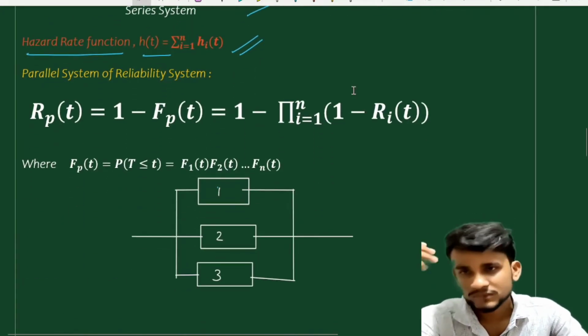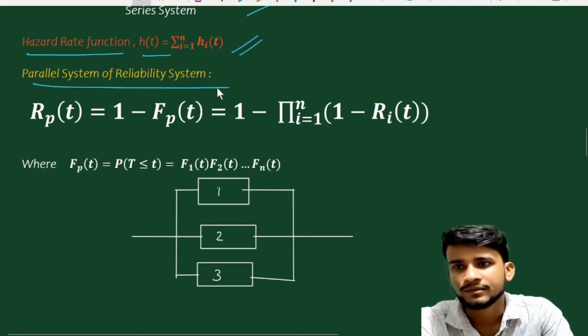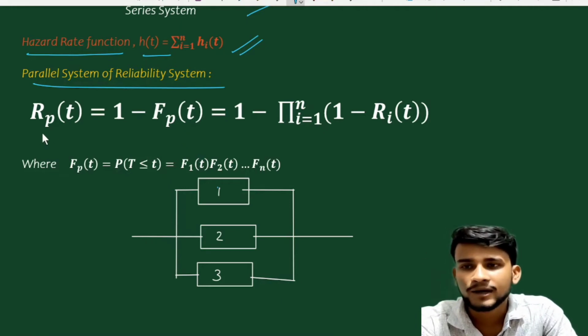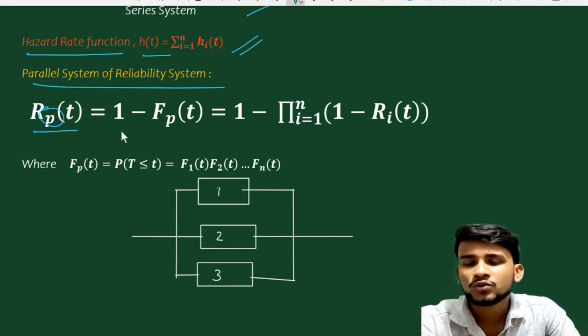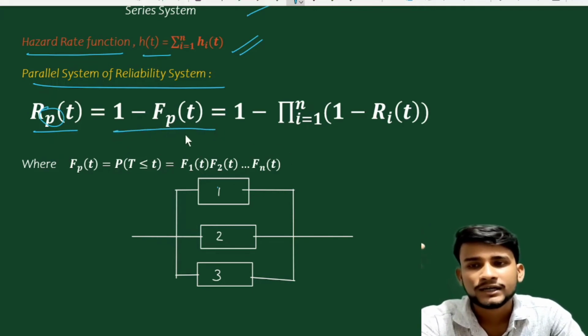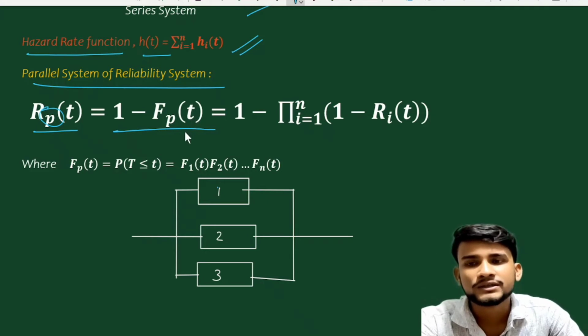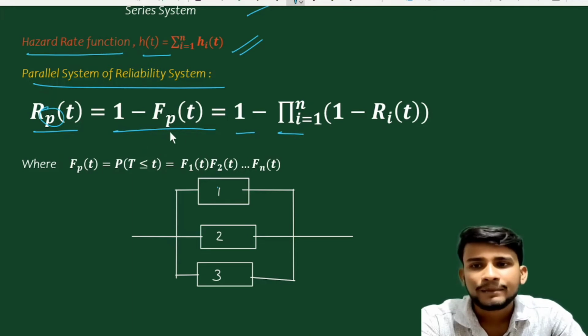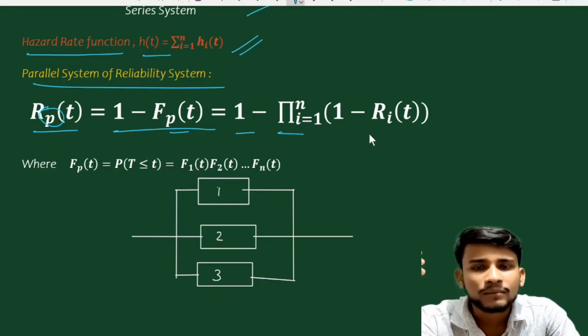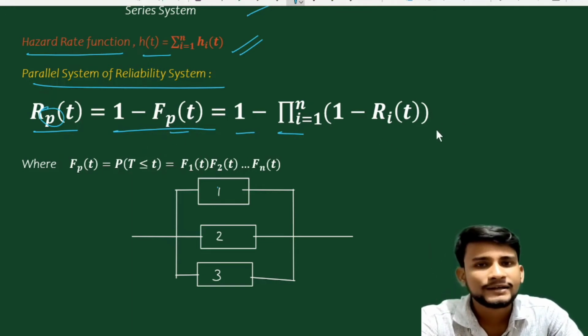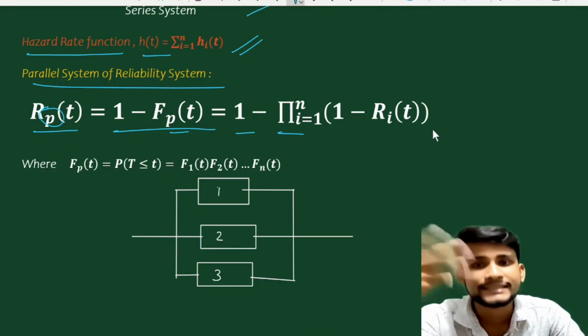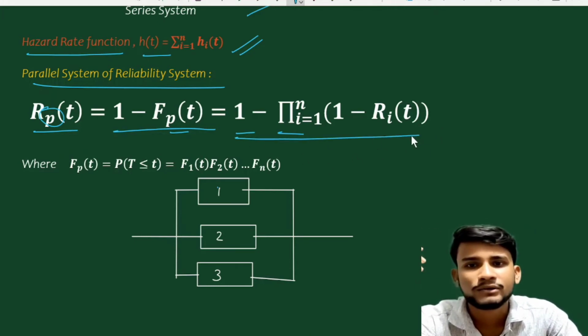Now we come to the parallel system. We denote the reliability of the parallel system by R_P(t). This P stands for parallel. So this is equal to 1 minus F_P(t), where F stands for failure. So this is equal to 1 minus the product of F_i(t), and F_i(t) means 1 minus R_i(t), since F_i(t) plus R_i(t) is equal to 1 for each component. So this is the formula, you have to remember this.